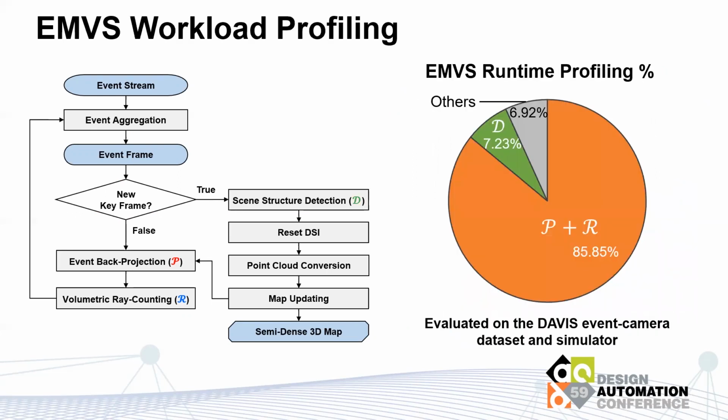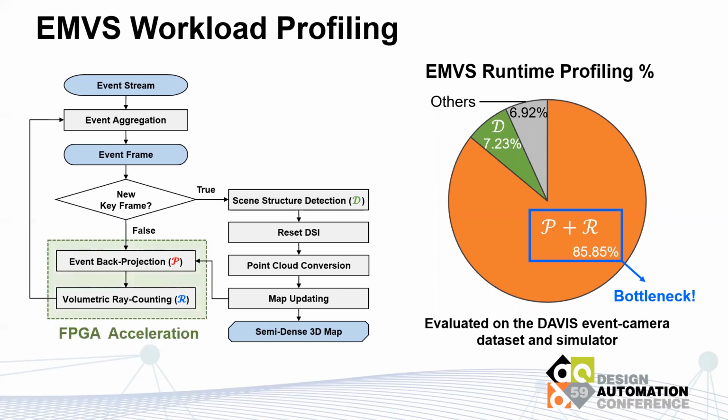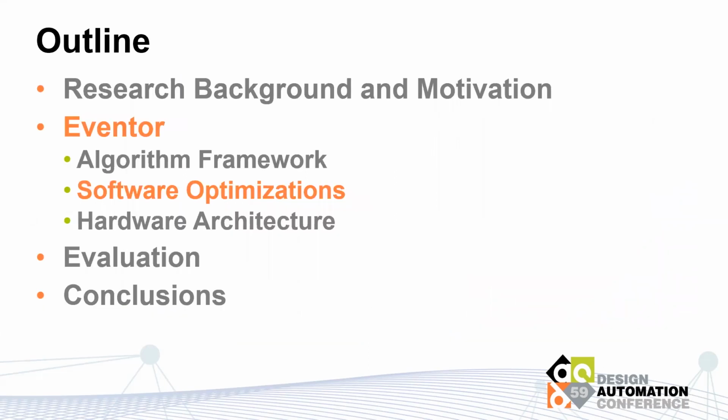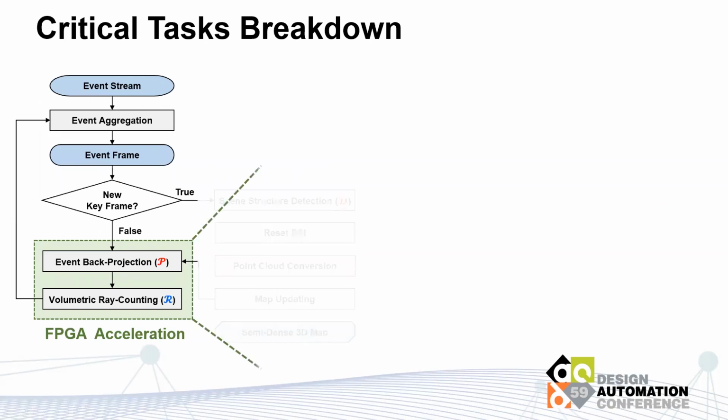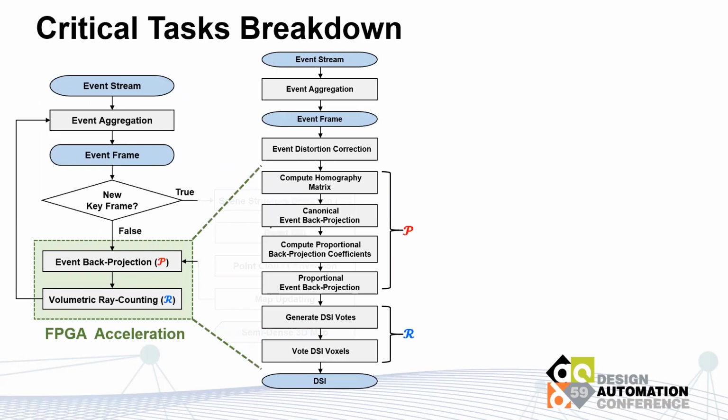We do software runtime profiling on the Davis event camera dataset and simulator. The result shows that the event back projection and volumetric ray counting tasks are the bottleneck of the EMVS algorithm. Therefore, we accelerate these two tasks on FPGA to achieve the best implementation results. Based on the profiling results, we optimize the software framework to make it more hardware friendly. To begin with, we need to define some critical tasks. The process of event back projection and volumetric ray counting can be divided into several subtasks.